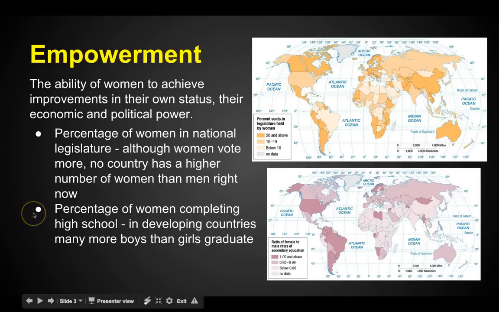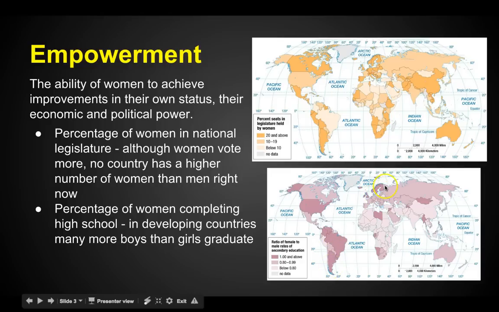And we look at the percentage of women completing high school. In developing countries, many more boys than girls graduate. It makes sense when we're thinking about traditionally countries coming into development. Where do we see women graduating high school? Well, we're seeing that commonly, of course, in the United States. In multiple countries that are up and coming, such as Brazil and Argentina in South America.